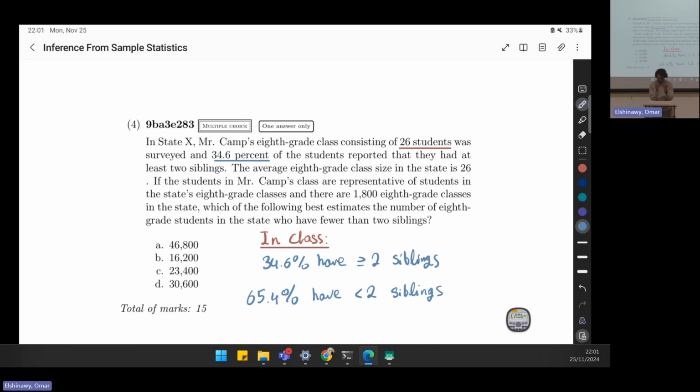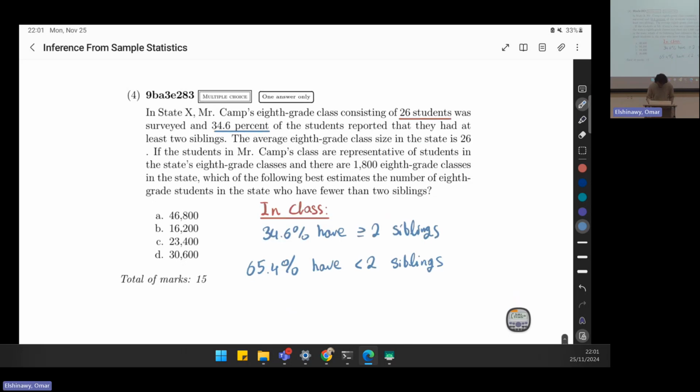Now let's scale this to the whole state. So they are representative. That's the assumption we need to make, at least to be able to make an inference. Because if the sample is not representative of the whole population, then you're making bad inferences. Okay. So we have this.